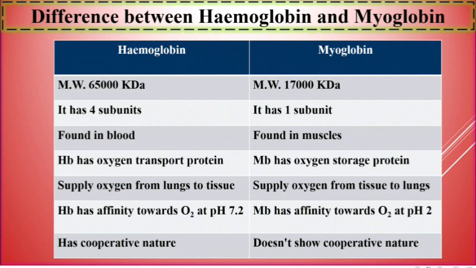Hemoglobin is an oxygen transfer protein. Myoglobin is an oxygen storage protein. Hemoglobin supplies oxygen from lungs to tissue. Myoglobin supplies oxygen from tissue to lungs.